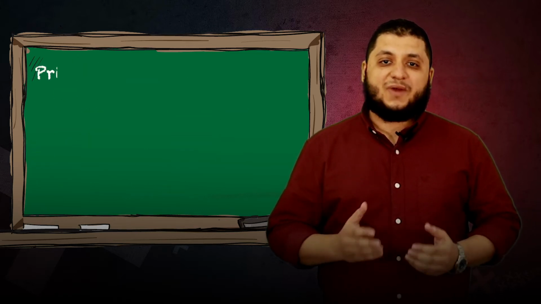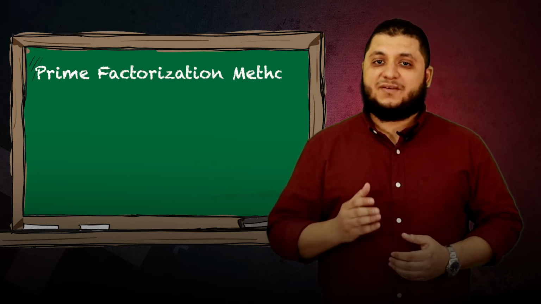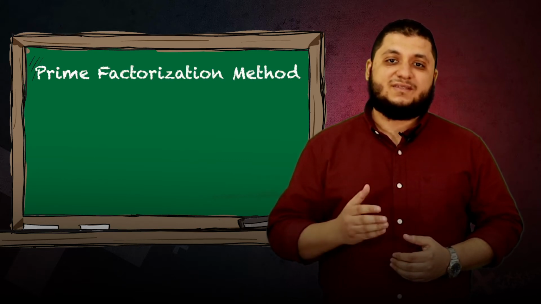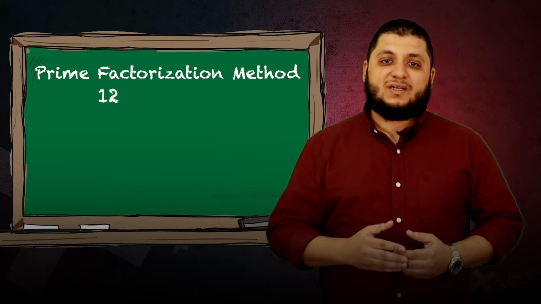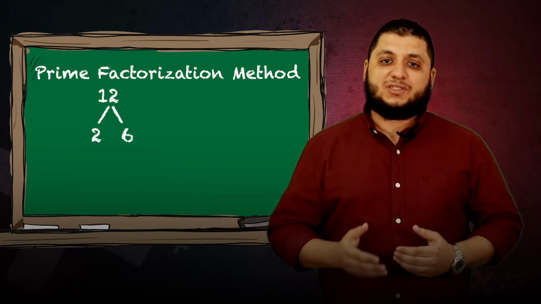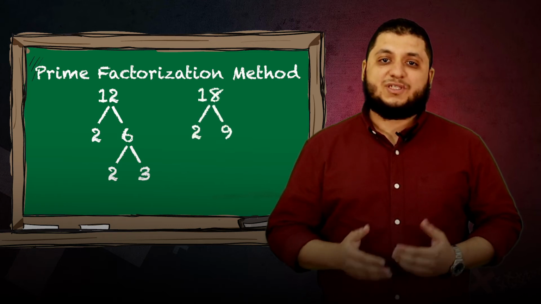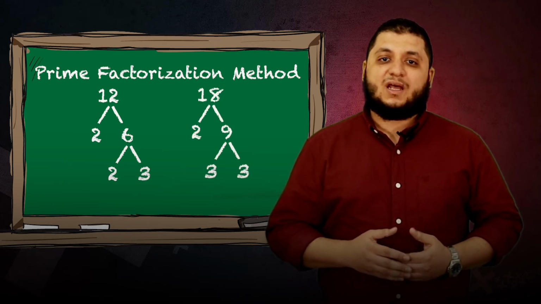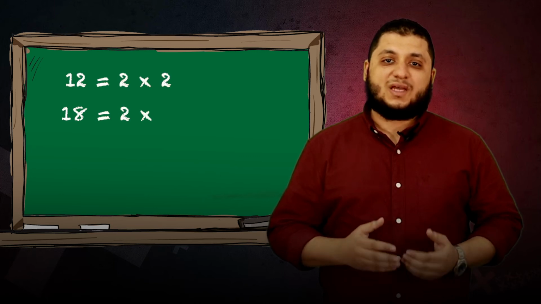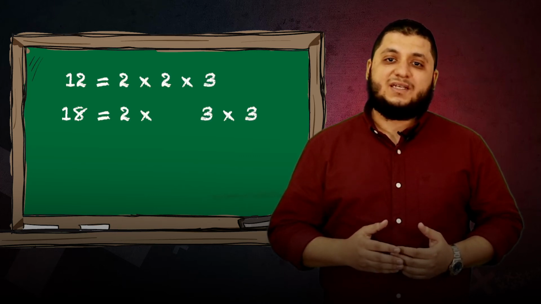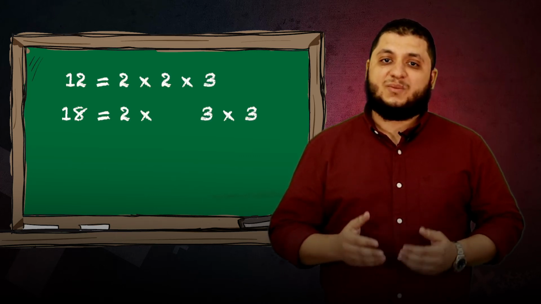Also, we can use prime factorization to find the greatest common factor between 12 and 18. 12, as you know, can be written as 2 times 6, which is 2 times 2 times 3. And 18 is 2 times 9, which is 2 times 3 times 3. Now write 12 as 2 times 2 times 3 and 18 as 2 times 3 times 3.